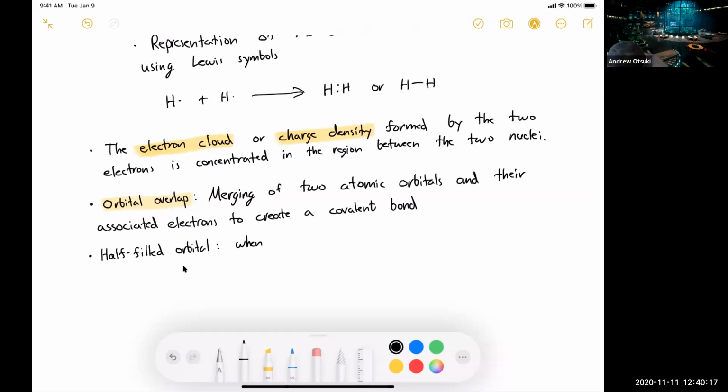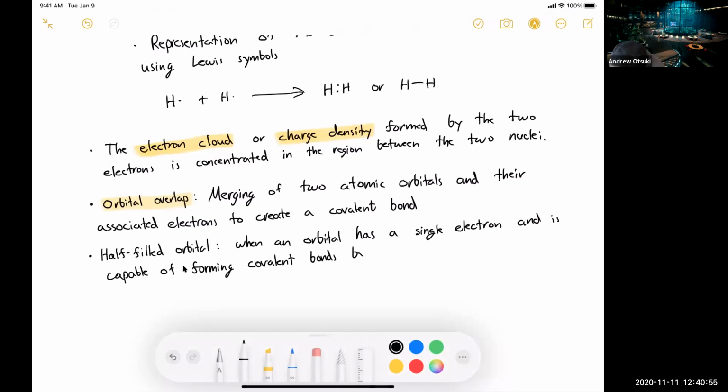So a half-filled orbital is an orbital that has a single electron and is capable of forming covalent bonds by sharing with other atoms.